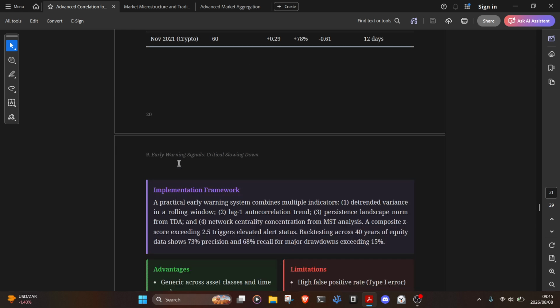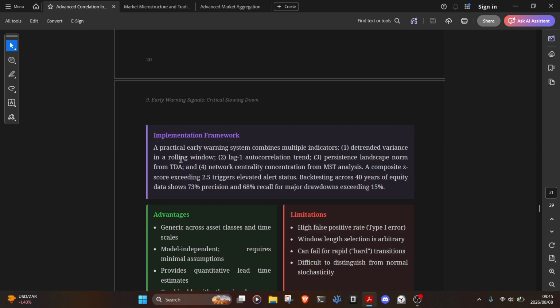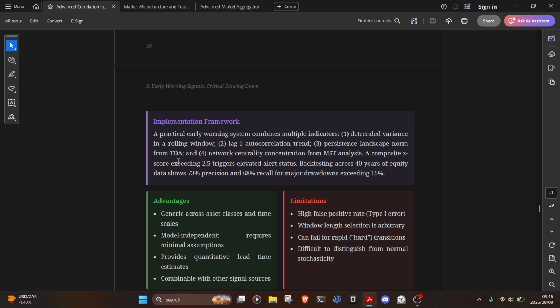Implementation framework. A practical early warning system combines multiple indicators. 1. Detrended variance in a rolling window. 2. Lag 1 autocorrelation trend. 3. Persistence landscape norm from topological data analysis, or TDA. And 4. Network centrality concentration from MST analysis. A composite z-score exceeding 2.5 triggers elevated alert status. Backtesting across 40 years of equity data shows 73% precision and 68% recall for major drawdowns exceeding 15%.